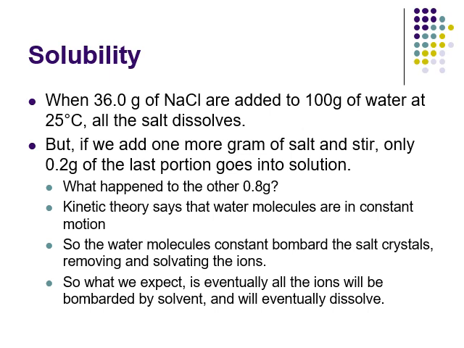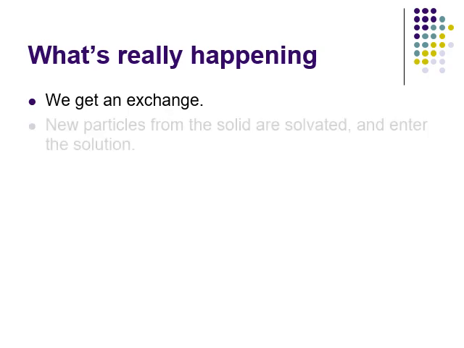So if this was all that was happening, we would expect all of the ions to be bombarded by solvent and all of it would eventually dissolve. But that's obviously not what's happening, because we have 0.8 grams that won't dissolve. So this tells us there's something else going on. So what is that something else? That something else is we actually get an exchange.